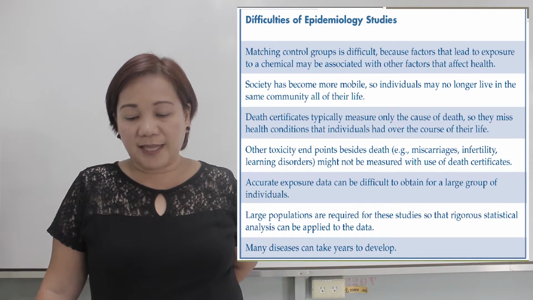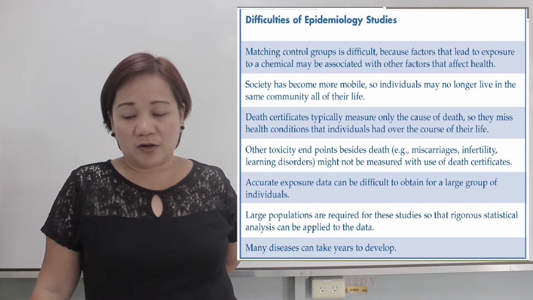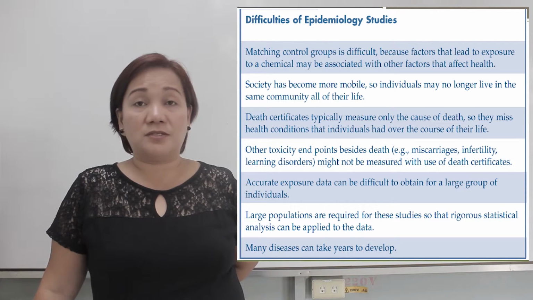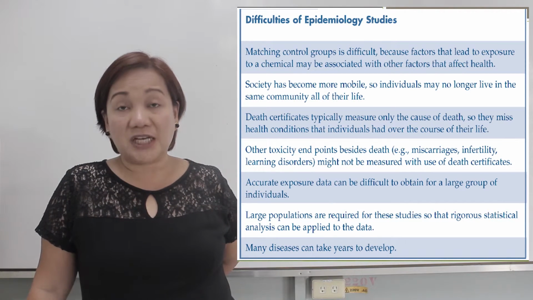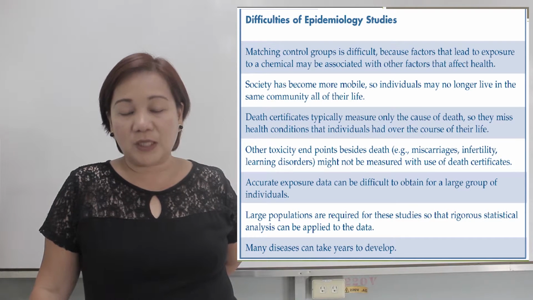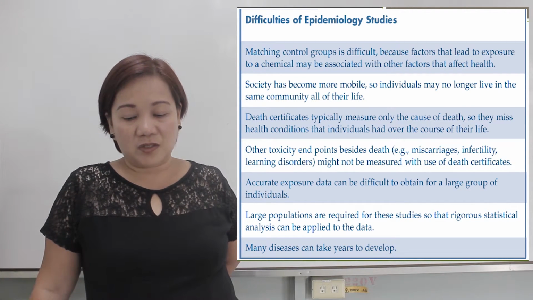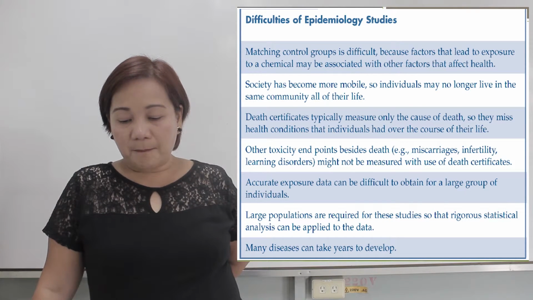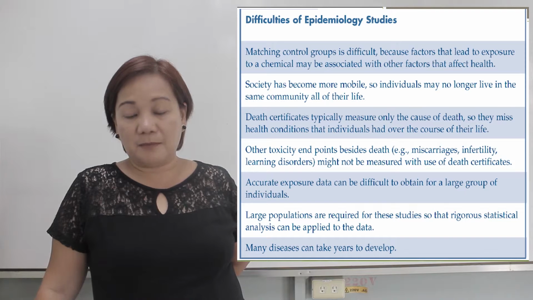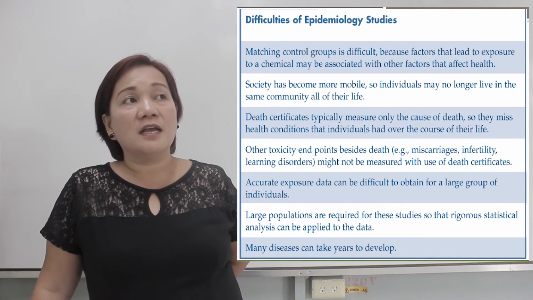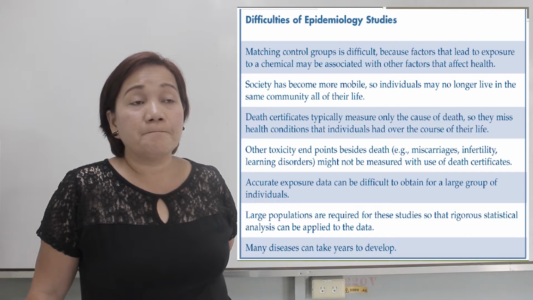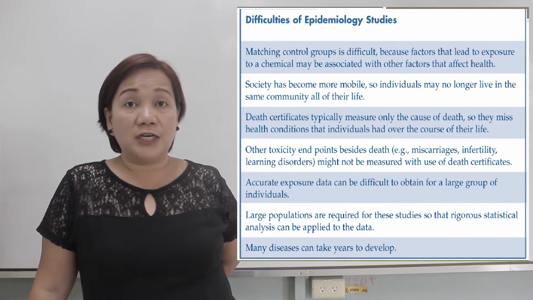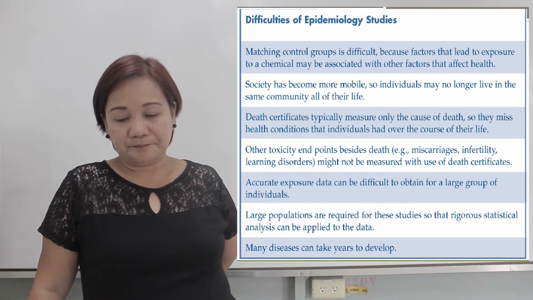And then number 3, death certificates typically measure only the cause of death. They do not consider the health condition of the individual, which would also justify the toxicity level of what a person has inhaled that caused his death. And then other toxicity endpoints beside death might not be measured with use of death certificates. So it's not only death that would tell you whether the substance is toxic or not. This would include miscarriages, infertility, or even learning disorder.